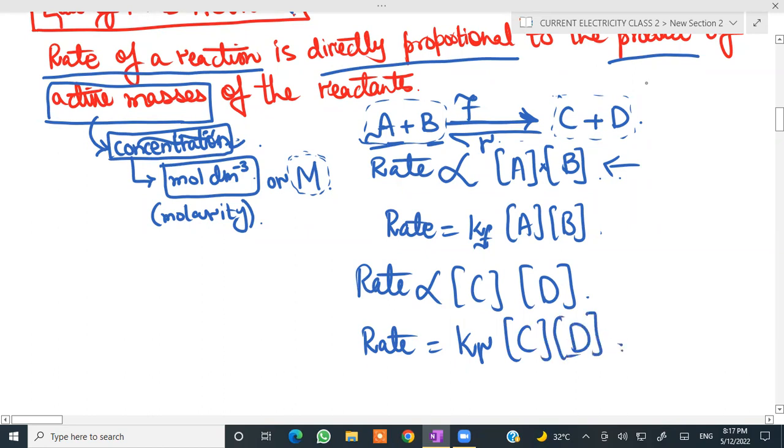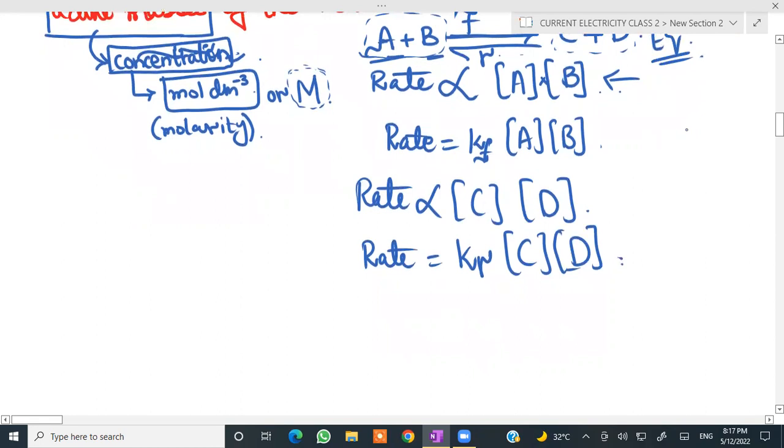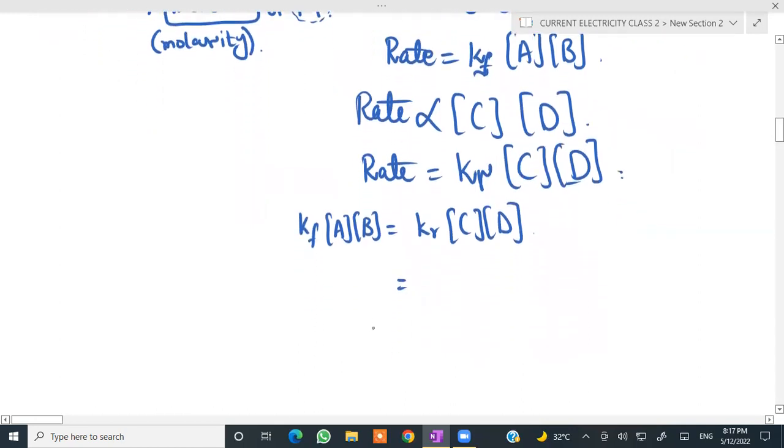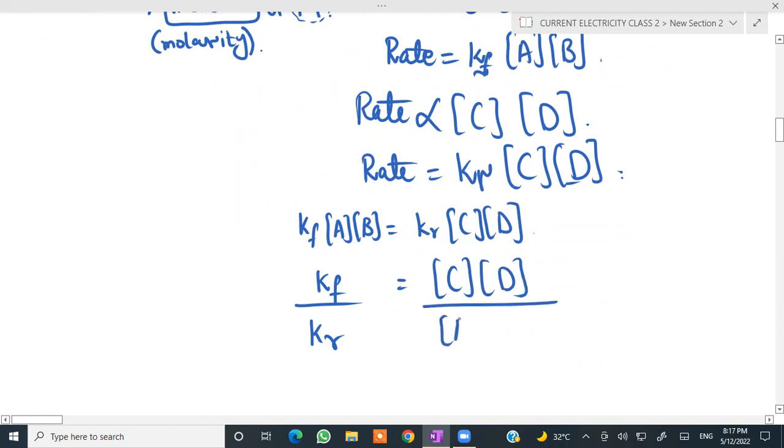Now, what if this chemical reaction is at dynamic equilibrium? In that case, the forward and backward reaction rates are equal, right? So Kf into A into B equals Kr into C into D, correct? Now, let's just take the ratios of the two constants. So Kf upon Kr equals the concentration of the products divided by the concentration of the reactants.